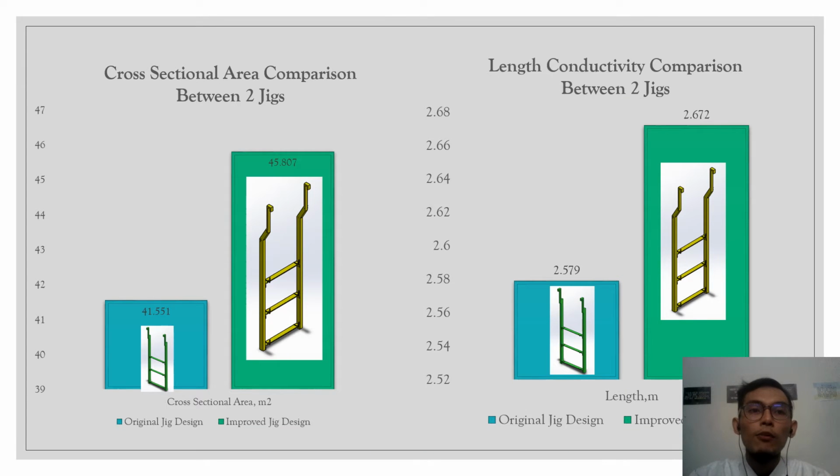So this is the comparison of the cross-sectional area between two jigs. The original jig has a cross-sectional area of 41.551 meter square, and the improved or new jig has a cross-sectional area of 45.807 meter square. And for the comparison of the length between two jigs, the improved jig is slightly longer compared to the length of the original jig.